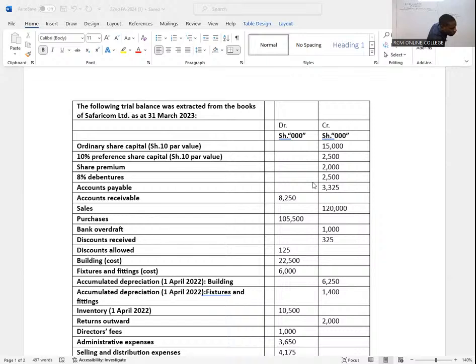I want to know whether you are able to see what I'm displaying. What is the amount of our sales? Look at the sales, please, and then tell me. What is our sales? It is 120,000. Is it debited or credited in our trial balance? Of course, it is on the credit side.